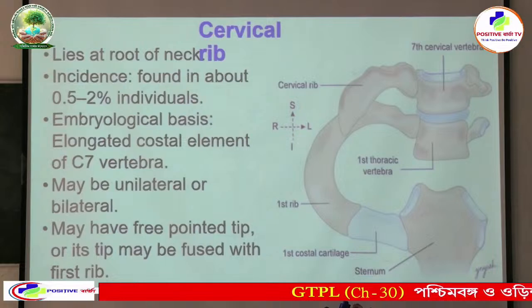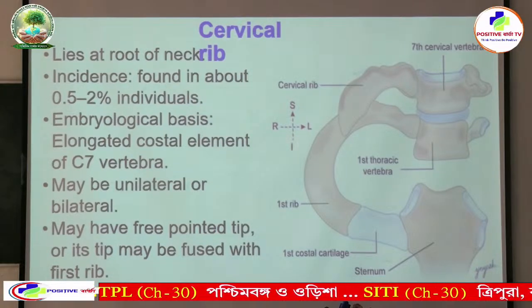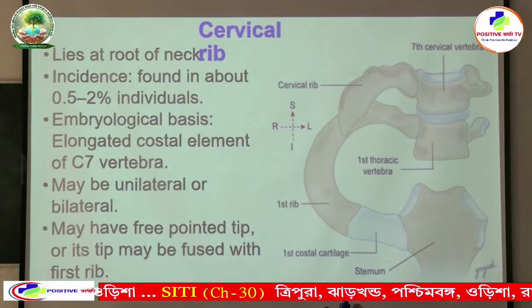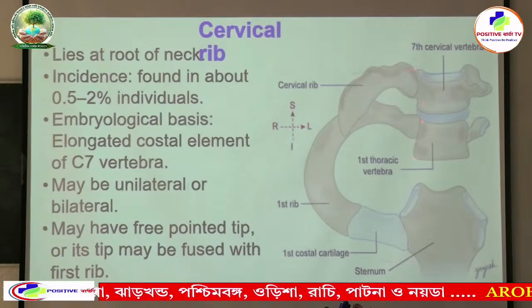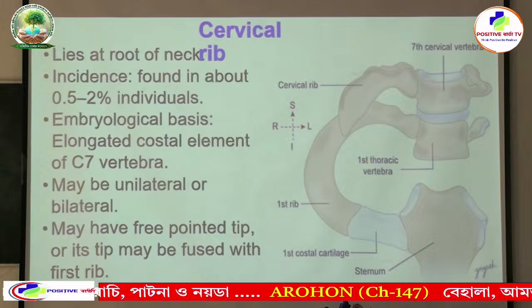Next we go to the clinical aspect. First is cervical rib. Cervical rib comes as a short note. Okay, cervical rib, important clinical aspect. It lies at the root of the neck. See here, generally ribs are starting in the thoracic region from T1 to T12.